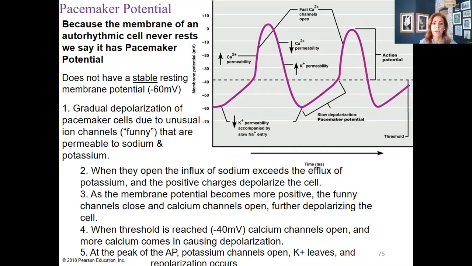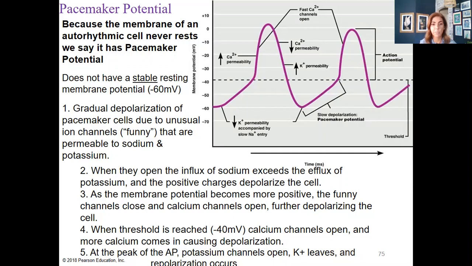So in order to do that, obviously some ions are going to have to move so that we change the membrane charges. As the membrane potential becomes more positive, the funny channels close and calcium channels open. So that's very important because that's new. We did not see that in the depolarization aspect of the neuron. So those calcium channels will open. That will help push that membrane towards a more depolarized state. And if that threshold of -40 is reached, then we are going to have that action potential. So whenever the calcium comes in, it really helps move the actual cell into depolarization.